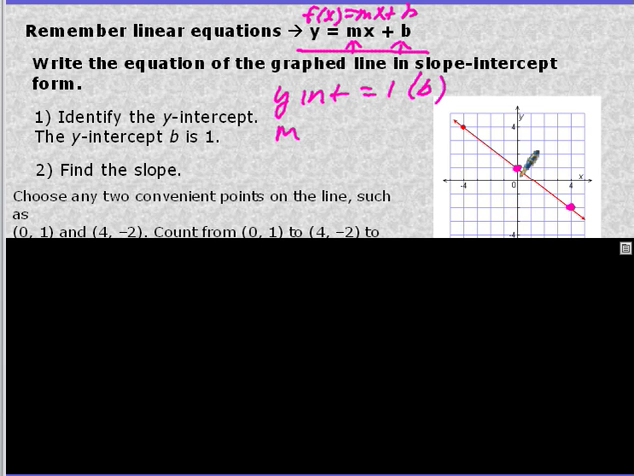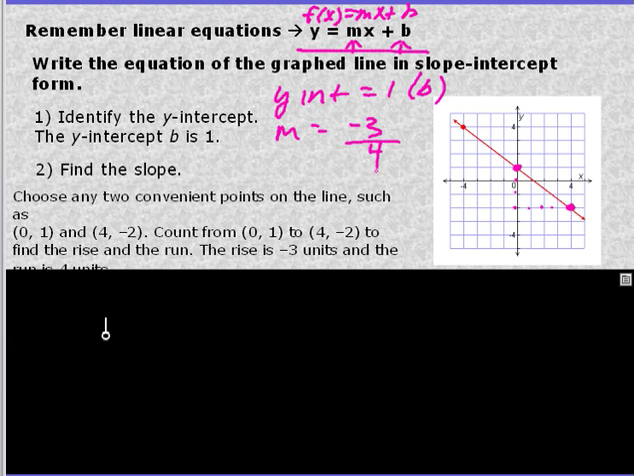So if I start here, I'm going down 1, 2, 3. So that means it's going to be a negative 3 because I went down, and then right 1, 2, 3, 4. So my run is going to be 4. So now I have my slope and my y-intercept, and I just plug them in. Y equals negative 3/4 x plus 1.